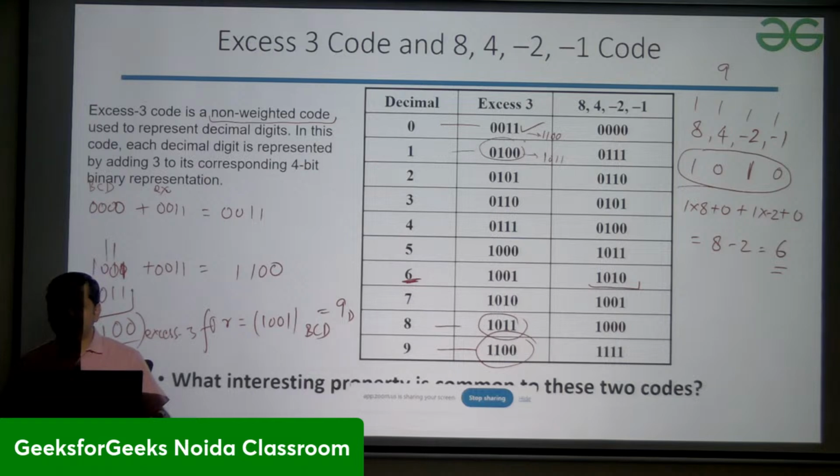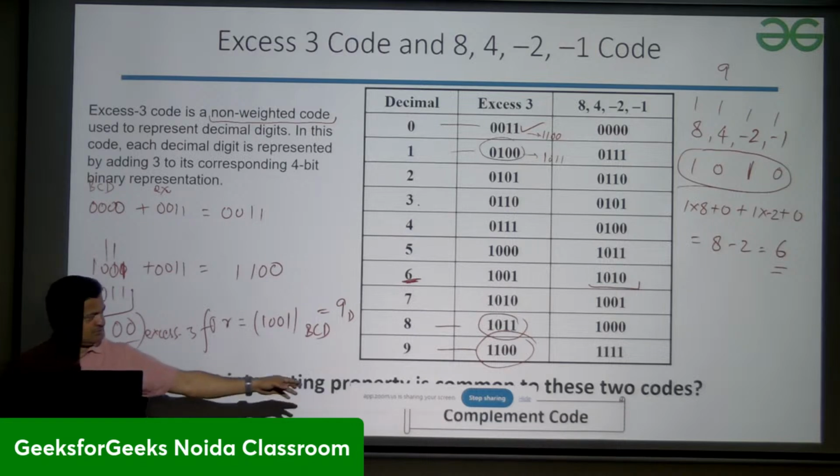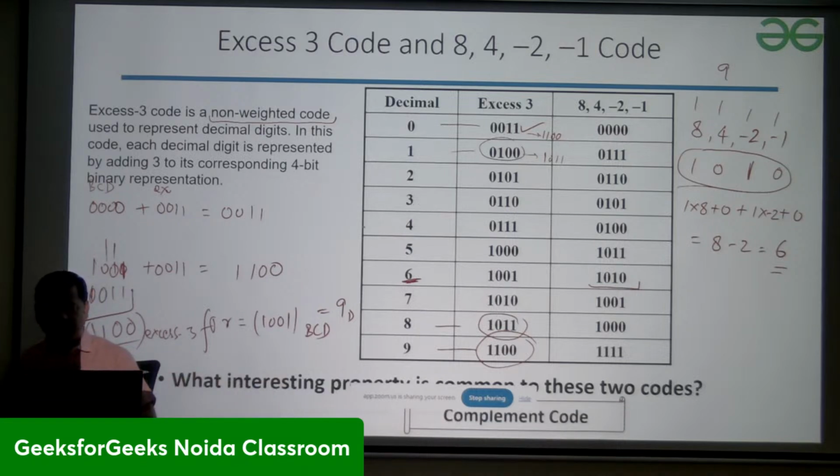The same logic is applicable over here. 8 4 minus 2 minus 1 is also a self-complemented code. So pair information can be obtained from this particular code, which is representing the complemented information. All right. So this is the outcome that it has. Okay, let me hide this.